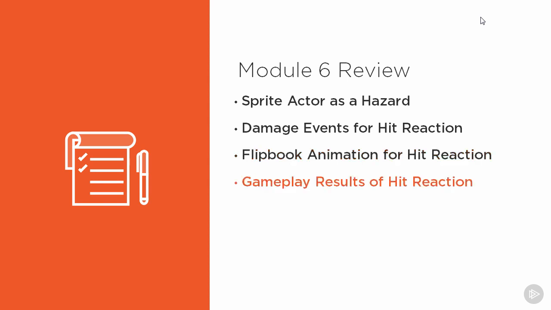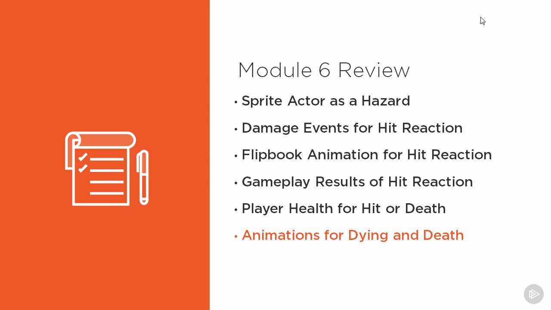We looked at the gameplay results of the hit reaction, and we added some force applications to the player character's movement and some color changes and flashes to its sprite. We looked at player health for hit or death. We added a health value to the player character to determine how much damage could be taken before a damage event resulted in a hit reaction or death. This gave us our final event-based animation. And we looked at animations for dying and death. We implemented the animations here by creating one flipbook for dying and one flipbook for death to be played when the player character had landed.